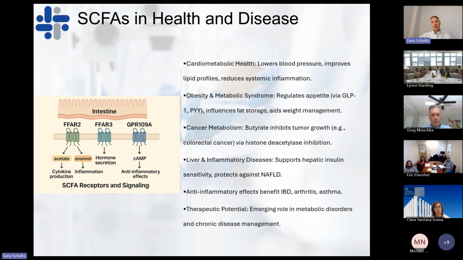Short-chain fatty acids also play a role in lowering blood pressure and improving blood pressure profiles and systemic inflammation, and they're important in research related to cancer, because there are some indications that butyrate may inhibit some tumor growth, and also protect against non-alcoholic fatty liver disease. And so these short-chain fatty acids have an emerging role in metabolic disorders and potential therapeutic potential.